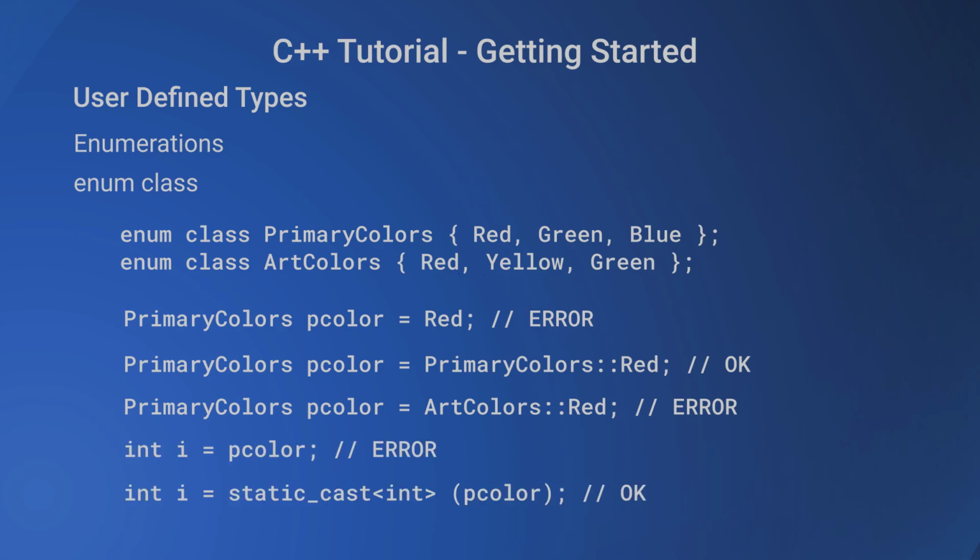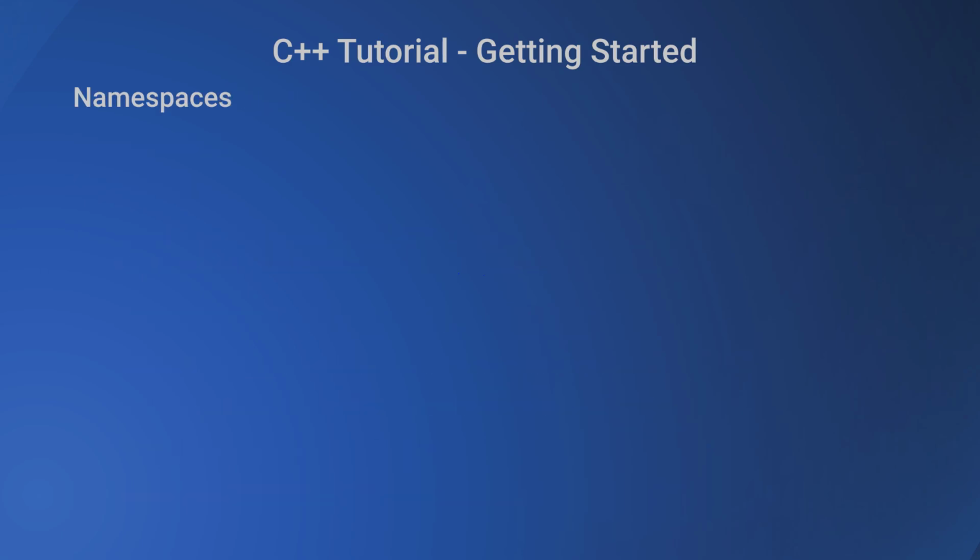We can use static cast to convert an object of enum class to an int. So, int I equal to p color. This is an error, but what we can do is int I equal to static cast int p color. This is okay. Real programs are big and developed by many teams, often separately.